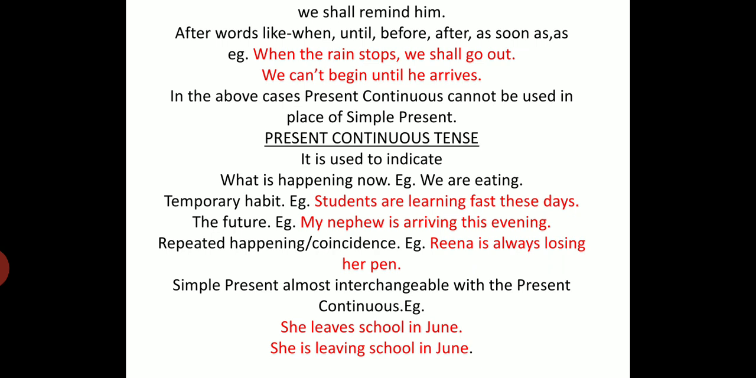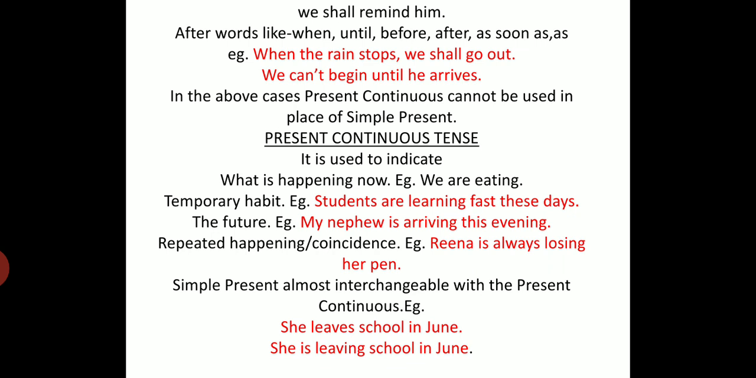Now present continuous tense, I'm going to tell you why it is used. It is used to indicate what is happening now, at the moment. For example, we are eating. So what is happening right now? We are eating. For example, you can say, what are you doing now? We are studying. So this is a present continuous tense. So present continuous tense is to be written at the time when something is happening.